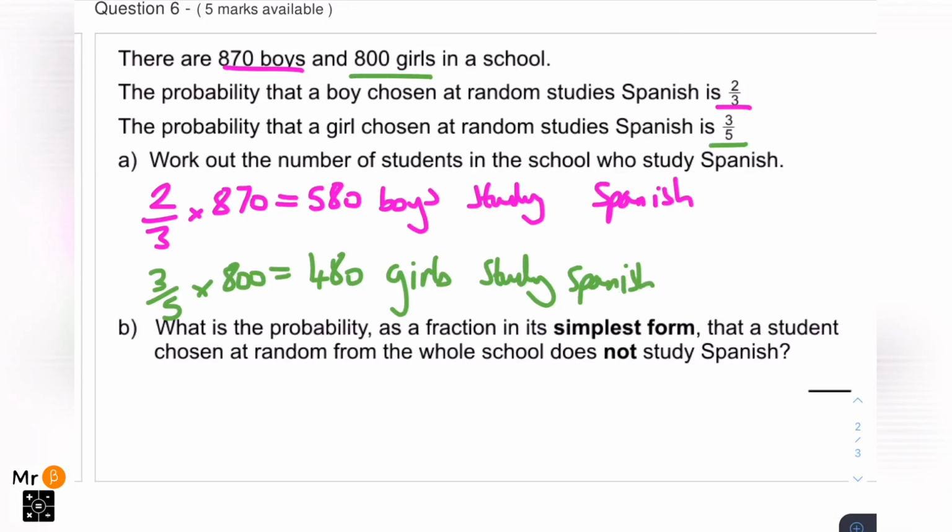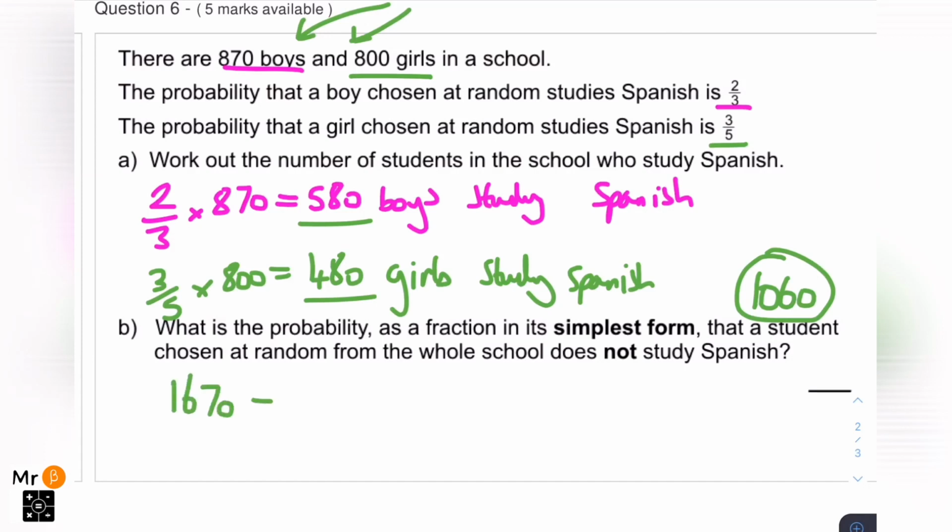So our total number of students who study Spanish, we add together our 580 and our 480, and we get 1060. Part B asks for the probability, in its simplest form, that they do not study Spanish. Well, we know in the school, if we add these two together, we have a total of 1,670 students. We know that 1,060 of them do study Spanish, therefore the remaining can't study Spanish. So we have 610 who do not study Spanish.